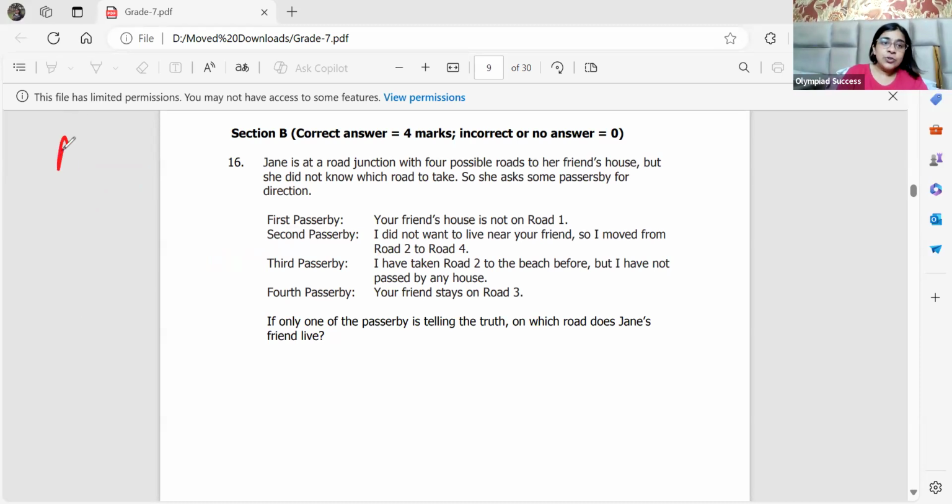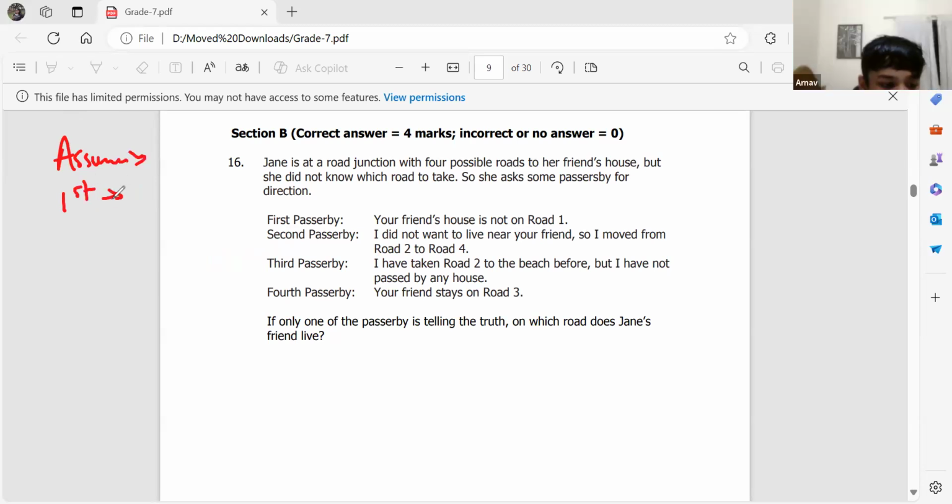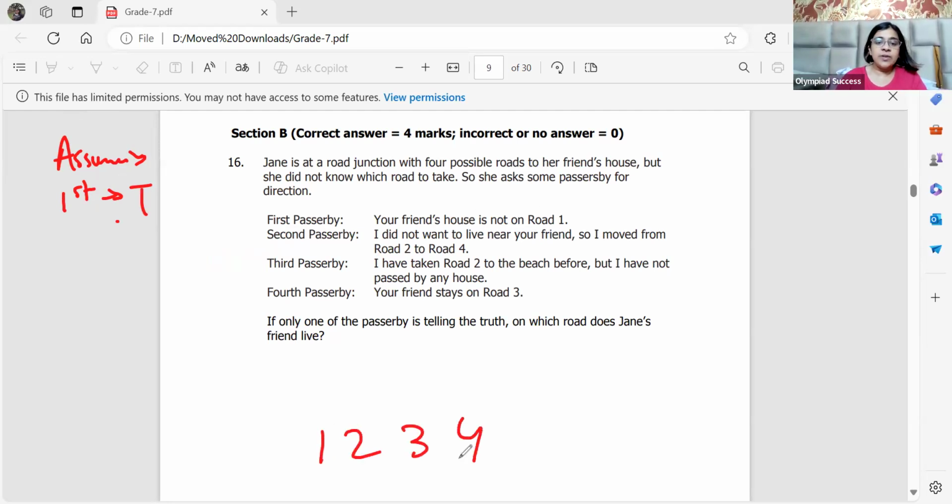So, firstly, we assume that the first person is the truth sayer. So that means your friend's house is not on 1. So out of all the 4 options available for me, I understand that my house is not in number 1. So it can be in any of them. Now this person is saying that I moved from road 2 just because I didn't want to live near your friend. And he's false. That means the house is not in number 2. So 2 is also out.